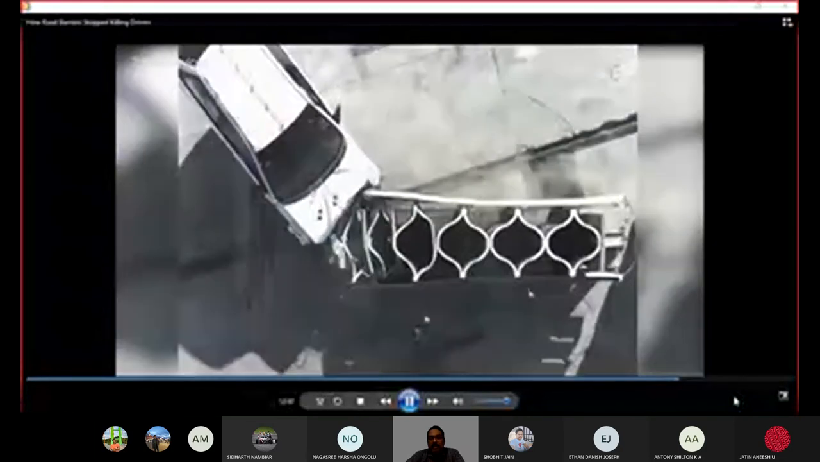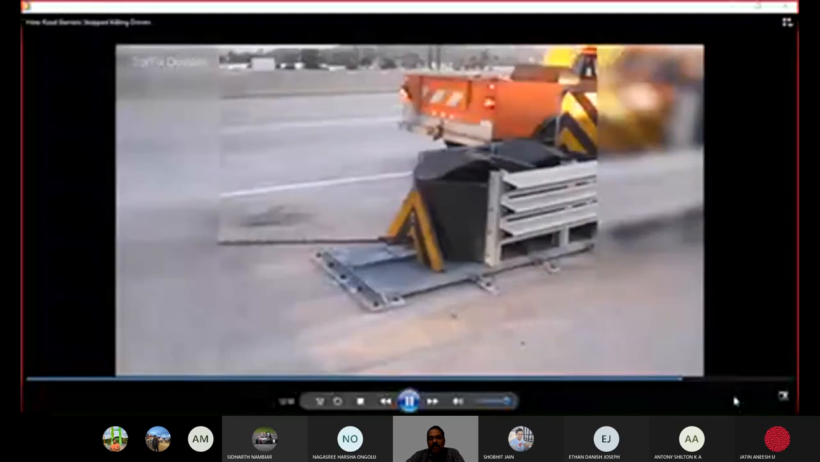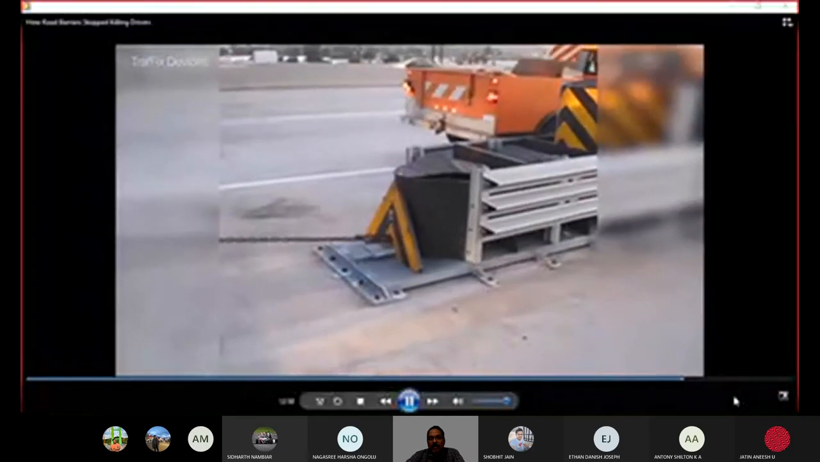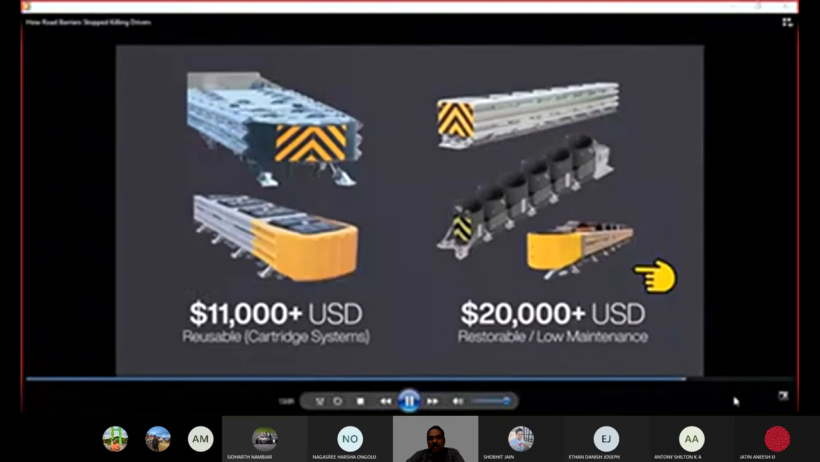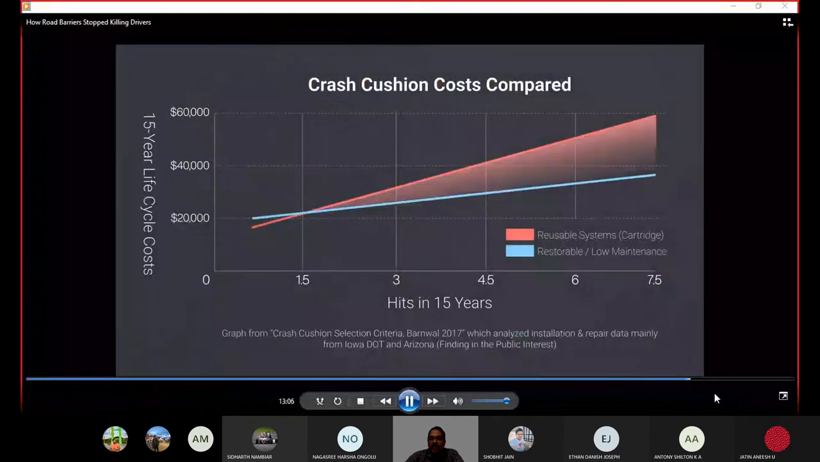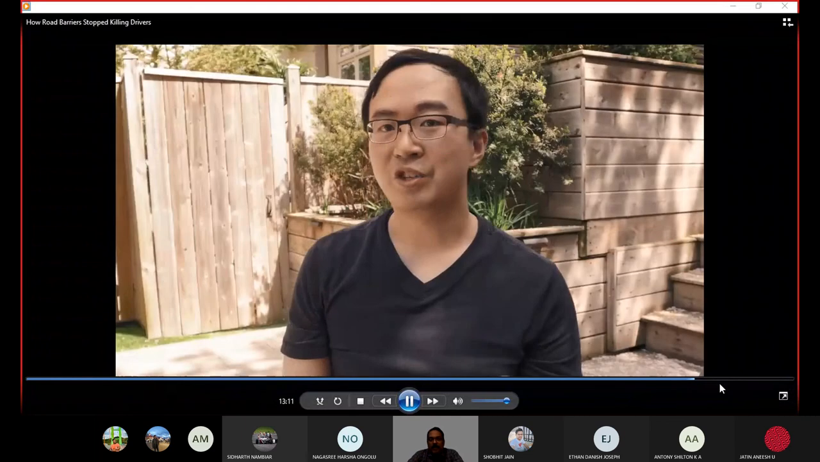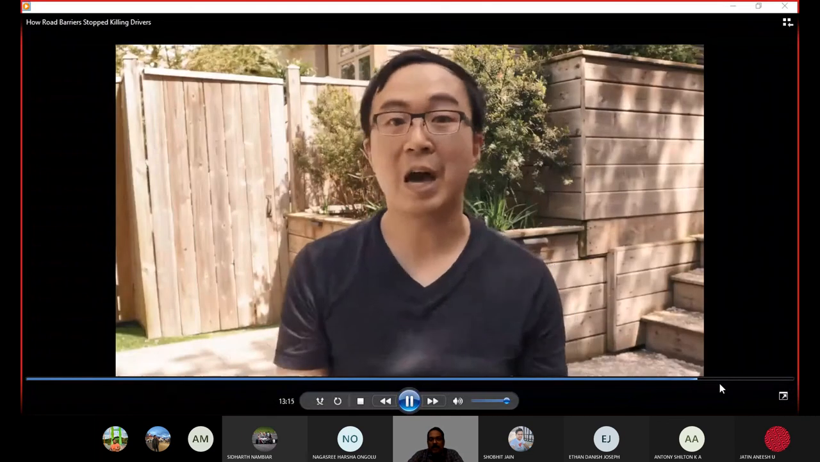a few bolts. Other systems, like Traffic's Compressor, use high-density polyurethane to absorb and bounce back after an impact. While restorable cushions can be double or triple the price of units that use replaceable cartridges, the repair costs are much lower, and with enough crashes, restorable units save money in the long term. This is just one example of how engineers can maximize protection and justify how your money is spent.